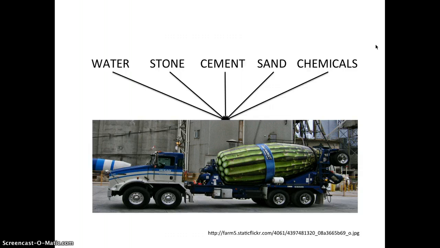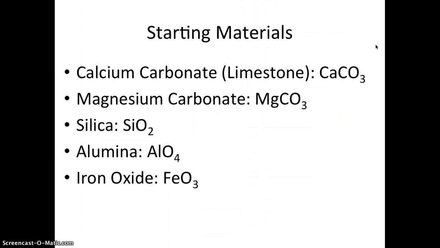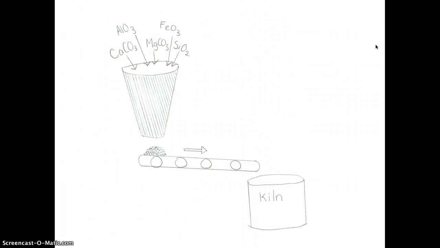So it is not the drying or the mixing of concrete that emits carbon dioxide. It's the actual process by which cement is manufactured. This process begins with the extraction of rocks and minerals, primarily calcium carbonate, which we commonly know of as limestone. Other materials include magnesium carbonate, silica, alumina, and iron oxide. These rocks are then taken to a factory, where they are crushed, ground, and mixed into a powdered material that eventually enters into a kiln.